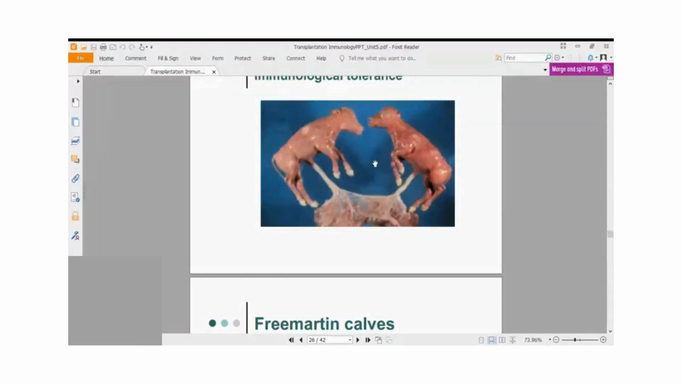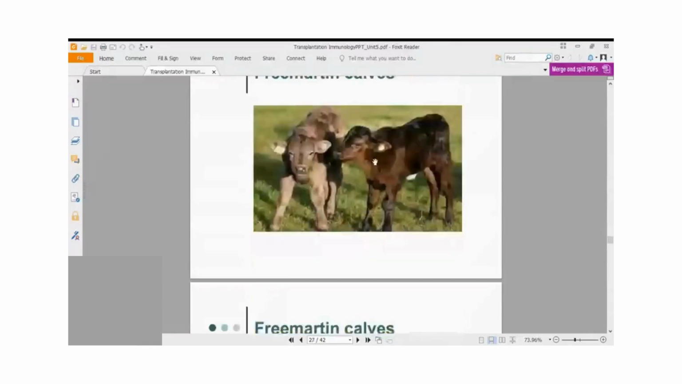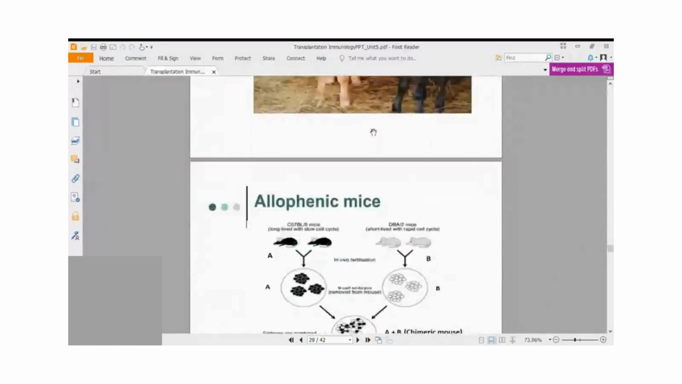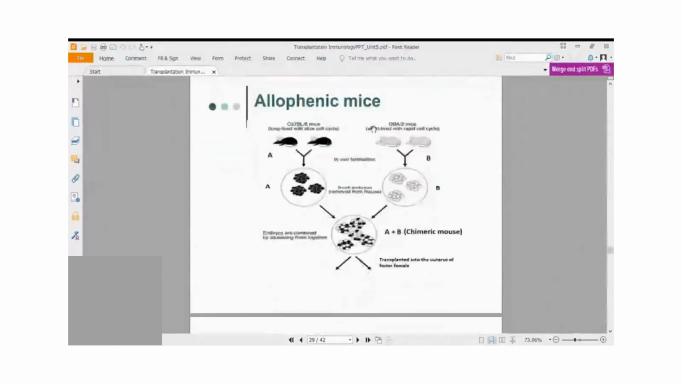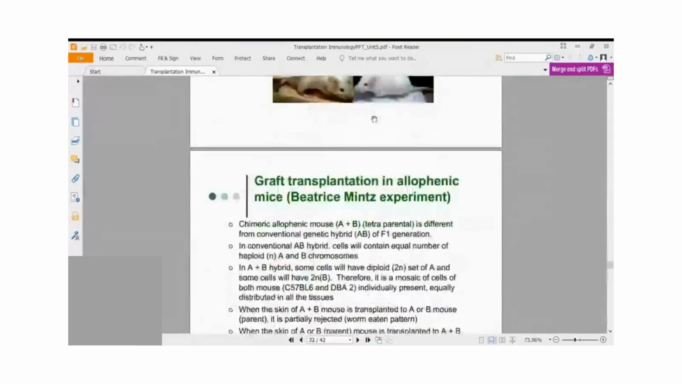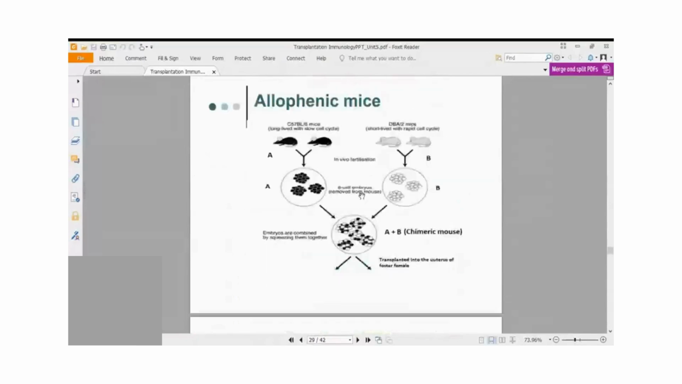Before that, there was one more experiment done, which is a wonderful experiment, and that is called the production of allophenic mice by a person called Beatrice Mintz. The experiment is called the Beatrice Mintz experiment. This person developed these allophenic mice, which are also called tetraparental mice. Tetraparental mice. This is different from a normal genetic cross.